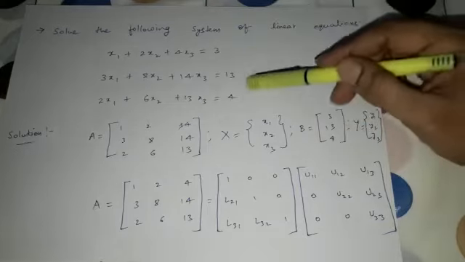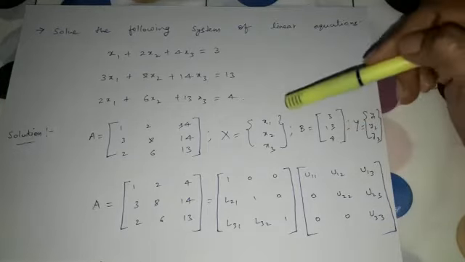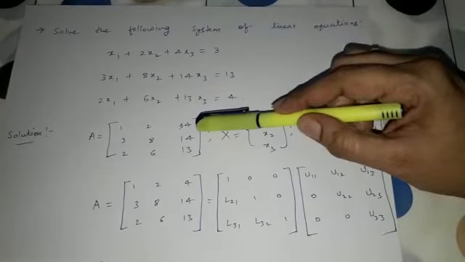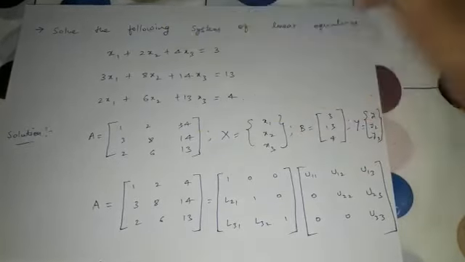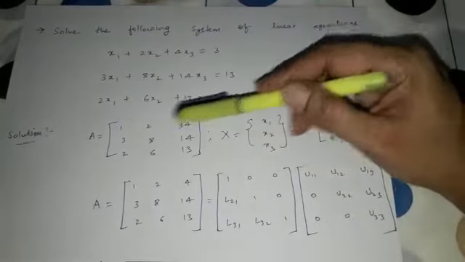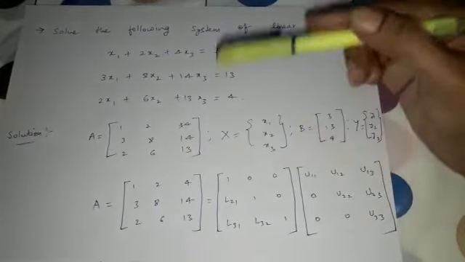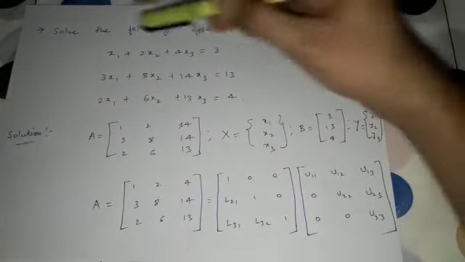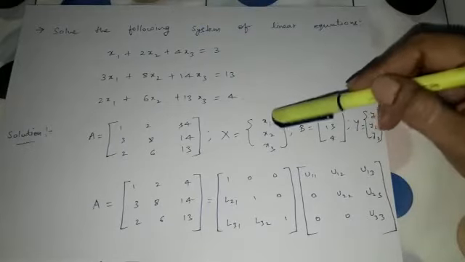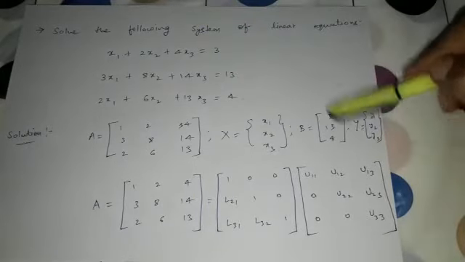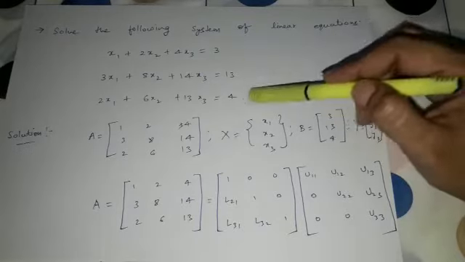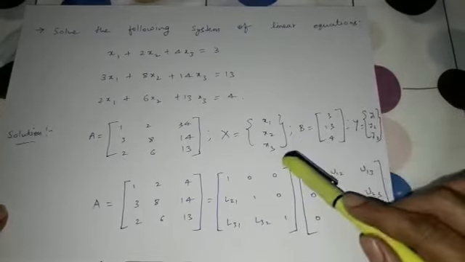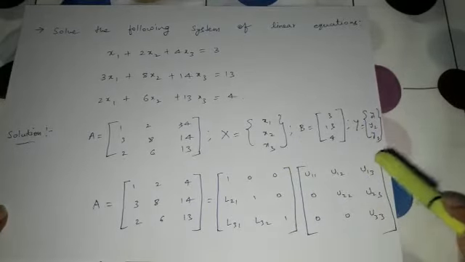The first step is to write your coefficient matrix, then solution matrix, then constant matrix. A is your coefficient matrix, where you write the coefficients of the variables: 1 2 4, 3 8 14, 2 6 13. X is your solution matrix, so the variables are x1, x2, x3, which you need to find. B is your constant matrix, 3, 13 and 4. Let's take an arbitrary matrix Y whose order is equal to X. So Y is equal to y1, y2, y3.